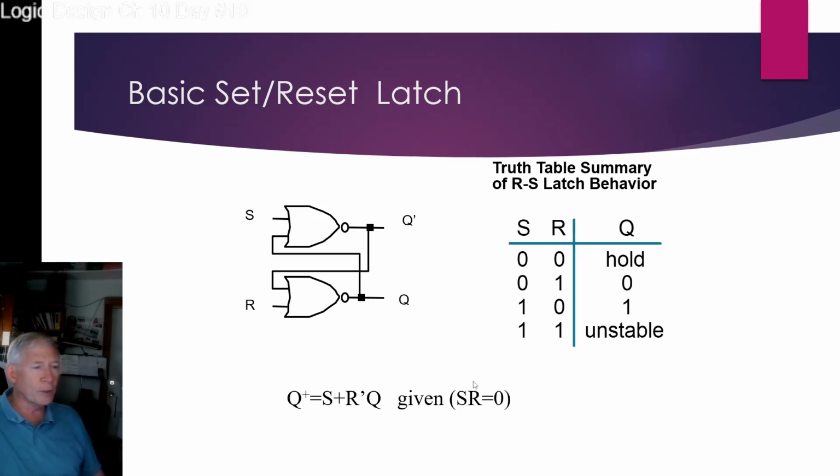So we normally say for an SR latch, this is our equation. Our next Q is going to be S ORed with R prime Q, the current state of the latch, given that S and R are not both 1. So SR has to equal 0. One of these has to be 0, or both, but they can't both be 1 and be equal to 0. So S ANDed with R has to be 0.